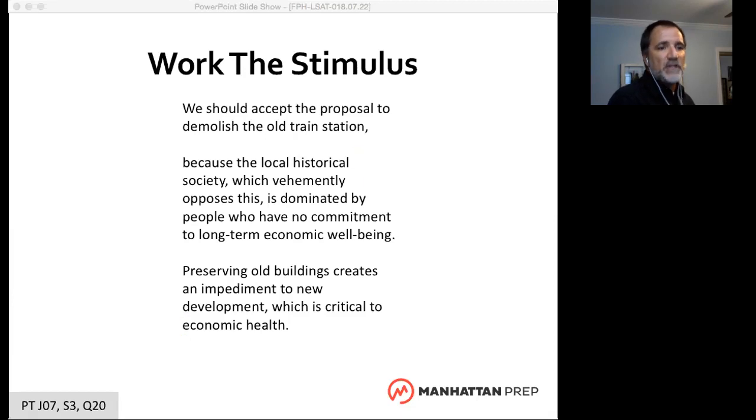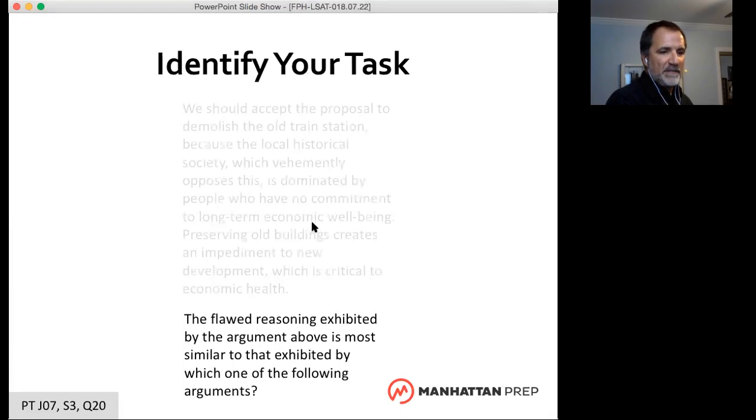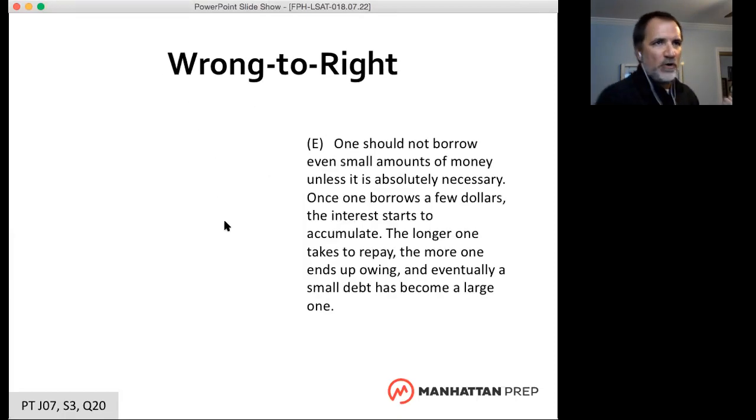So now, for this particular question, we're going to look at the answer choices and try to find an answer choice that has two characteristics. At a minimum, we want to find an answer choice that has the same flaw in it, right? The flawed reasoning exhibited by this argument is most similar to which one of the following arguments. So hopefully it's an argument with a similar structure, but the main thing we're looking for is that it has the same flaw. So let's look at a couple specific answer choices and how we would approach these. I'm going to do these out of order. I picked these answer choices just to illustrate some specific points.